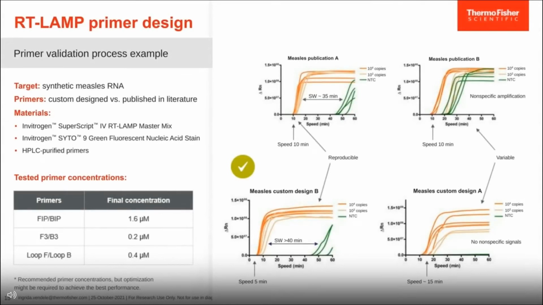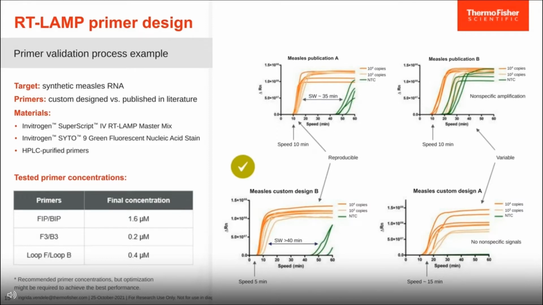So now I'd like to present a very simplified primer validation process example. And here we're looking at the target of synthetic measles RNA. And primers here are either custom designed using the tool that I just presented or taken from published literature. And the materials for LAMP were Invitrogen SuperScript IV RT-LAMP master mix, Invitrogen SYTO 9 green fluorescent nucleic acid stain for real-time detection to observe reaction kinetics, and of course HPLC purified primers with the concentrations described at the bottom left corner. So at the top we're looking at primers from publications, and at the bottom custom designed.